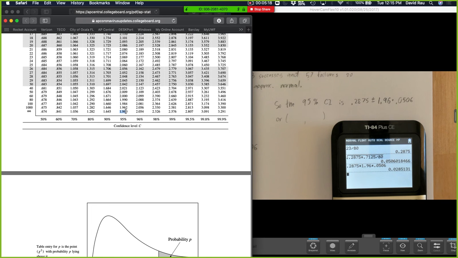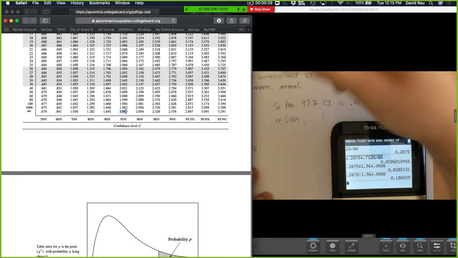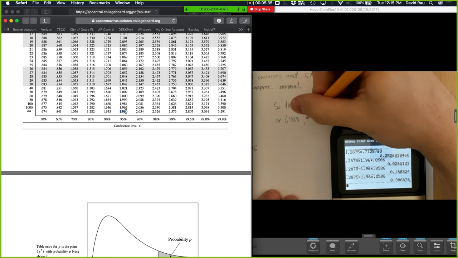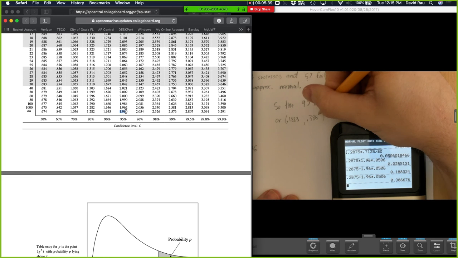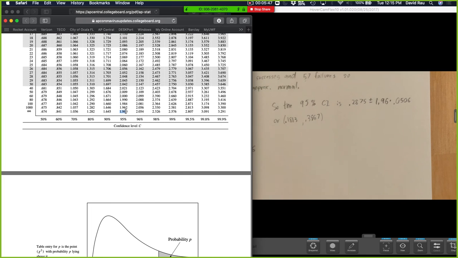Whoops, I wrote times. It should be minus. This is the lower bound, so we get 0.1883. And then we need the upper bound, which is 0.3867. Okay, and that is the end of part 1. So, actually no it's not, because we've constructed the interval.